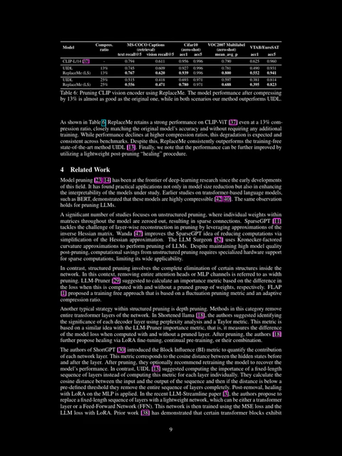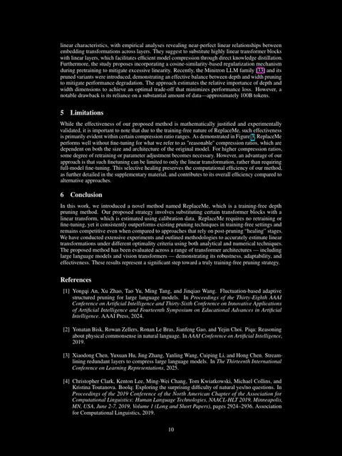In the recent LLM-Streamline paper 3, the authors proposed to replace a fixed length sequence of layers with a lightweight network, which can be either a transformer layer or a feed-forward network (FFN). This network is then trained using the MSE loss and the LLM loss with LoRA. Prior work 38 has demonstrated that certain transformer blocks exhibit linear characteristics, with empirical analyses revealing near perfect linear relationships between embedding transformations across layers. They suggest to substitute highly linear transformer blocks with linear layers, which facilitates efficient model compression through direct knowledge distillation. Furthermore, the study proposes incorporating a cosine similarity-based regularization mechanism during pre-training to mitigate excessive linearity.